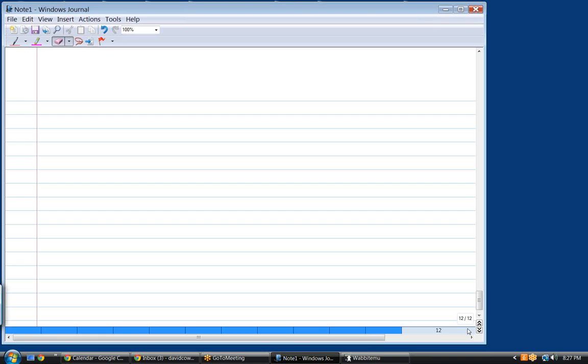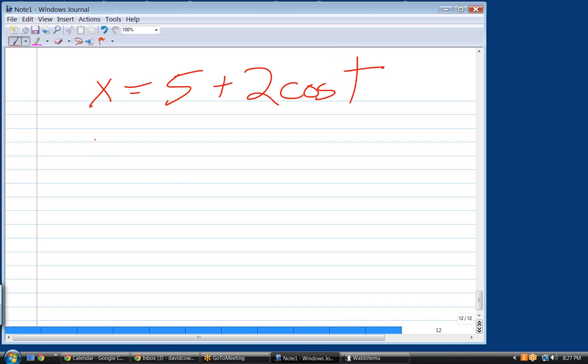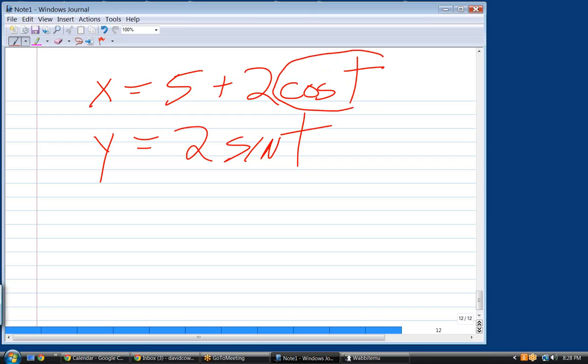Okay, it says, given the parametric equations x equals 5 plus 2 cosine t and y equals 2 sine t, eliminate the parameter and write the equation in a recognizable form. Okay, so our goal is to solve each equation for the trig function. Solve that equation for that, and solve this equation for that. What do you get?